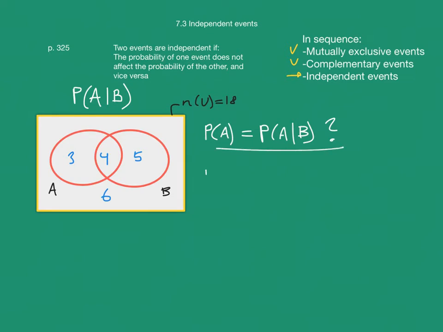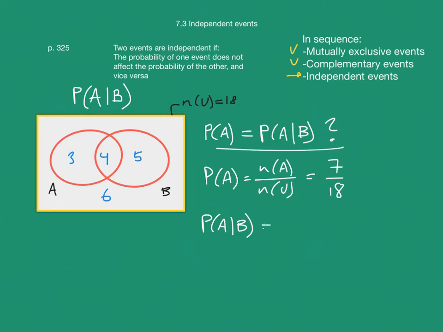So the probability of A is the number of elements in A divided by the number of elements in the universal set, which is 7 divided by 18. Now, the next part can be tricky for some students, the conditional probability. So what is the probability of A given that B happens? And how do we find that?